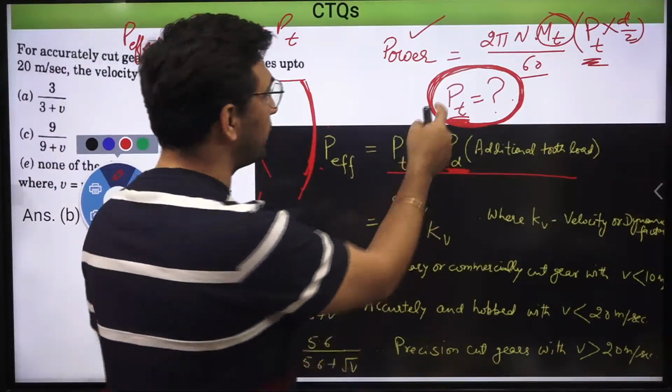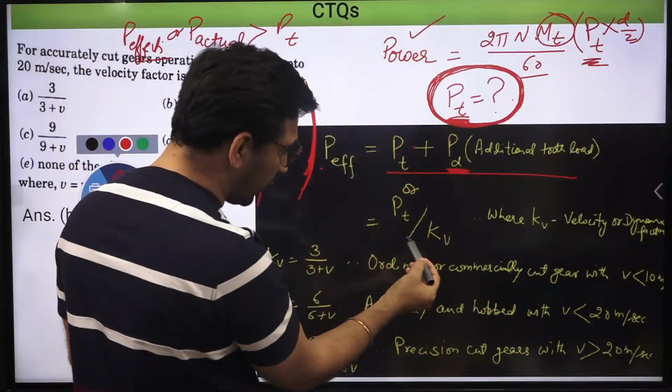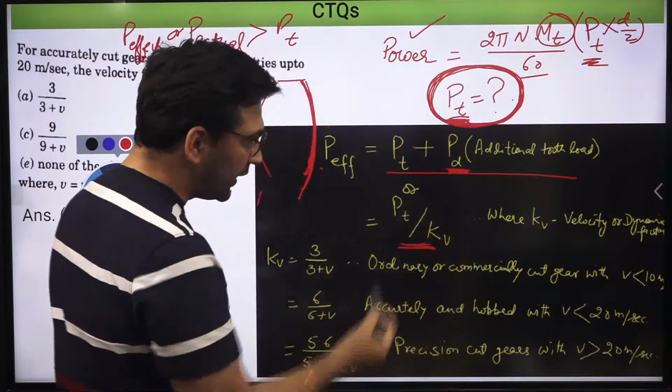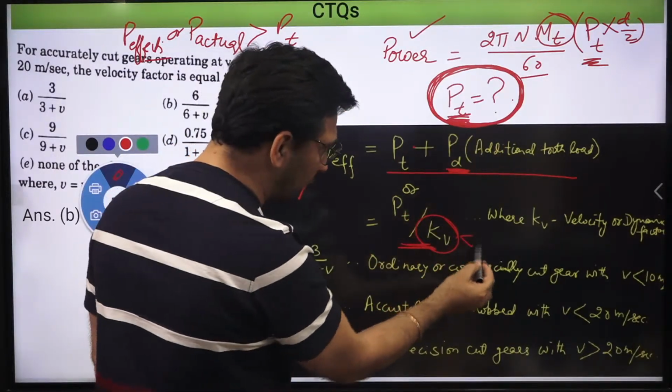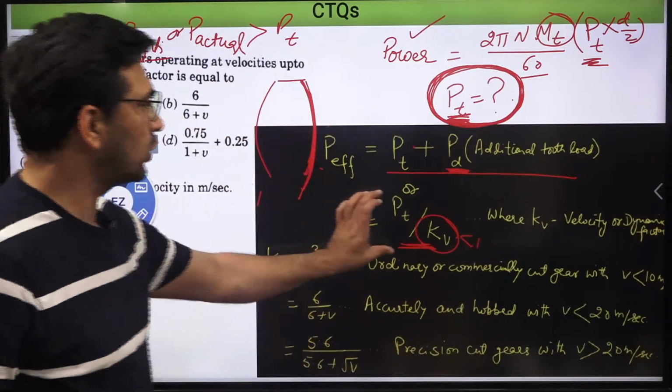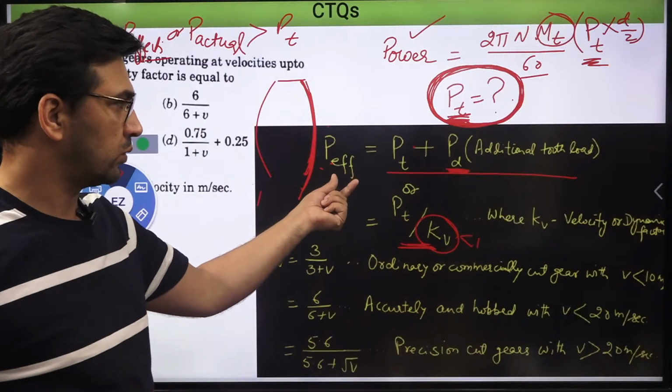So what is going to happen to the total tooth load? That is going to increase. If I do it either this way, or you can also do the same thing this way. That means if you divide this tooth load by a factor having a value less than 1, then the total value will be more than PT, obviously. So this will become the actual tooth load.